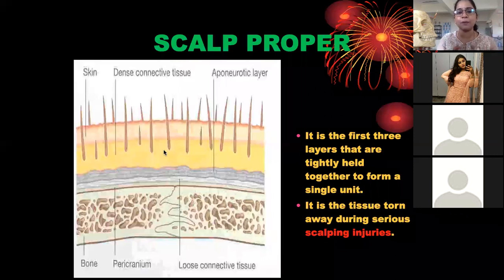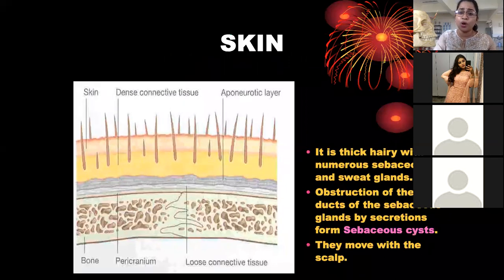What is the scalp proper? All the first 3 layers: skin, connective tissue, and aponeurosis. All these 3 layers together are called the scalp proper. Why scalp proper? Because these 3 are adherent to each other, and whenever we have any injuries, these 3 layers come together quickly. So that's why this is called the scalp proper. Now, what are the other layers? Let us see one by one.